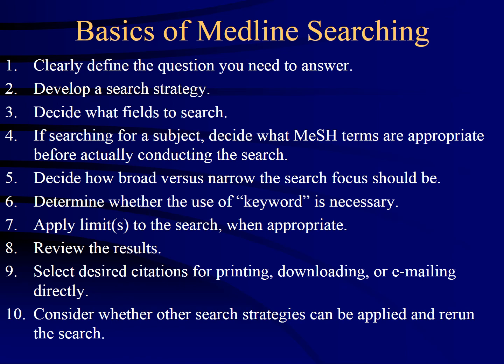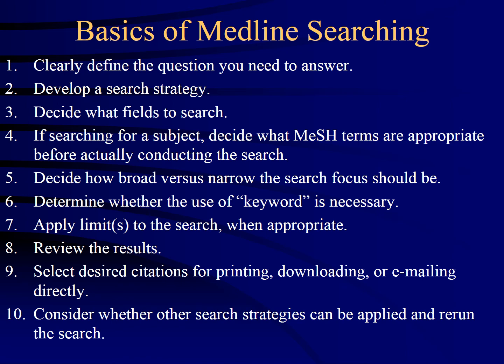I almost always use the limits English and human. I will then start using the limits of publication type. I will consider narrowing my search by looking at review articles, systematic review articles, randomized controlled trials, or clinical trials. So consider using limits when appropriate.